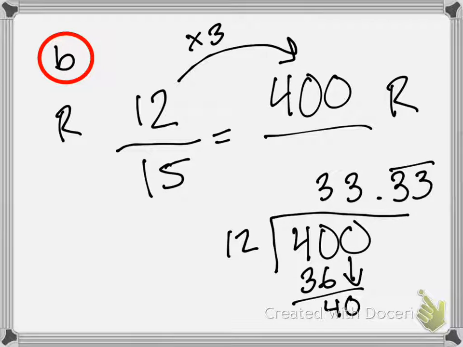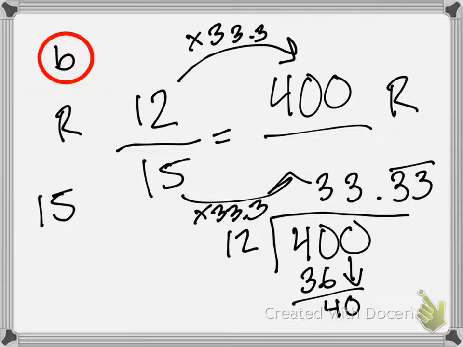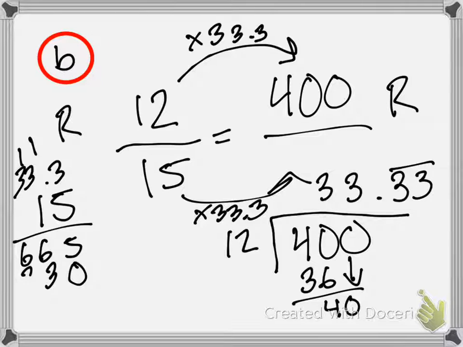Times 33.3. We're going to do the same to the bottom. Times 33.3. 15. We get 15, 15, 15. 3, 3, 3. We add all of this together. And we get 5, 9, 9.